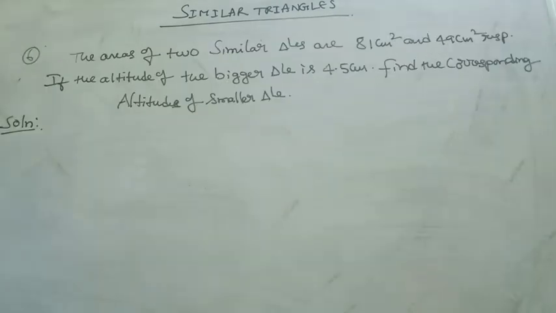See, now we have the other problem. The areas of two similar triangles are 81 square centimeter and 49 square centimeter respectively. If the altitude of the bigger triangle is 4.5 centimeter, find the corresponding altitude of smaller triangle.